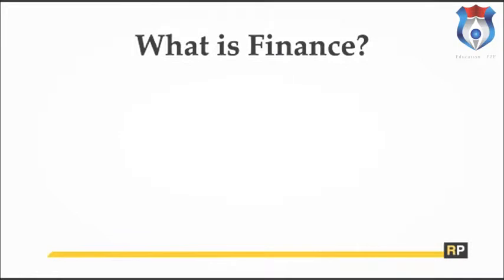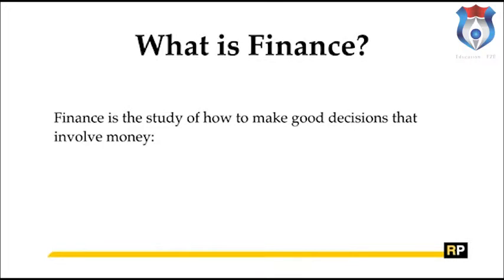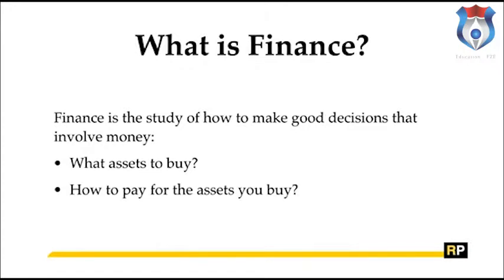So what exactly is finance? Well, there are lots of ways we can define finance, but one good definition is that finance is the study of how to make good decisions that involve money. Obviously, there are many types of business decisions that involve money. A few examples of the types of decisions finance cares about: what assets should the firm buy? Or how should we pay for the assets we want to buy? Or even mundane decisions like how much cash should the firm keep on hand.